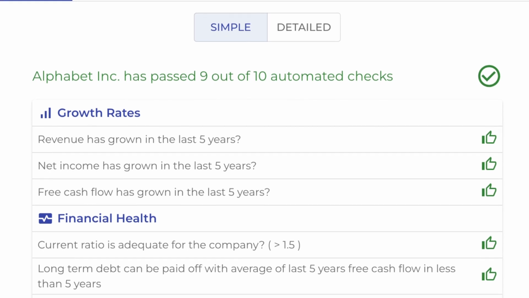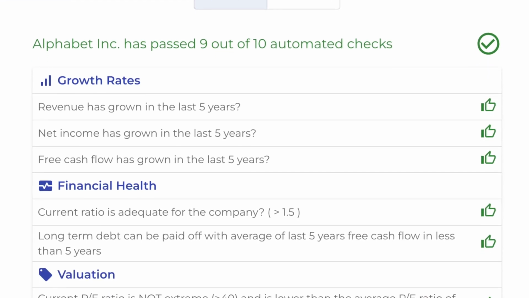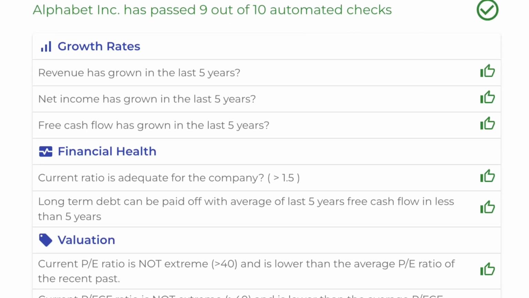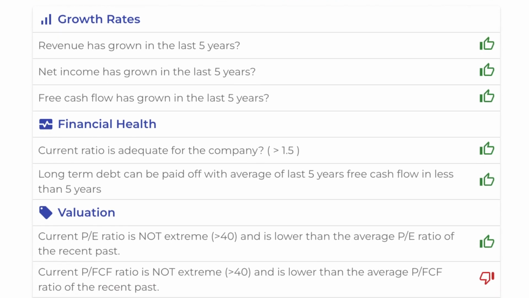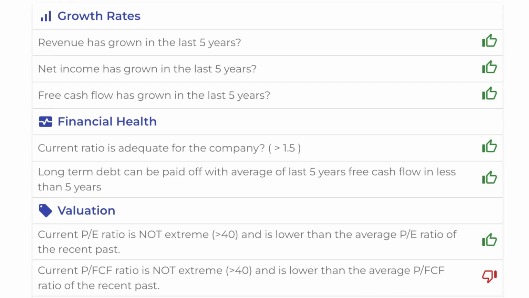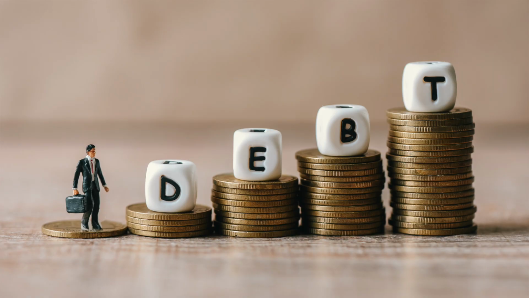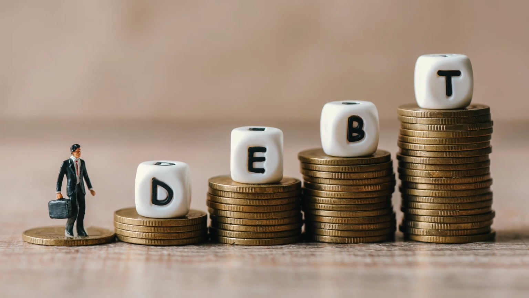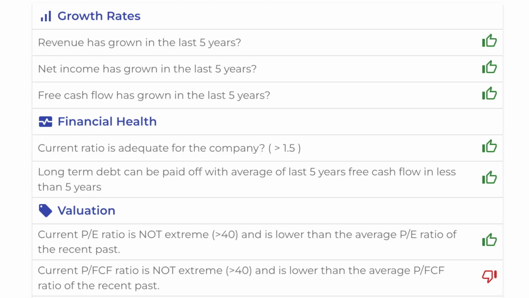After growth rates, we will check how the debt situation of the company is. How financially healthy is the company? No matter how fast a company is growing, for long-term success, we must make sure that the company is not under a lot of debt. Under this, we check if the current ratio is adequate for the company.